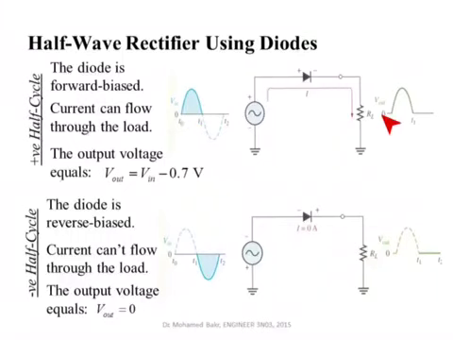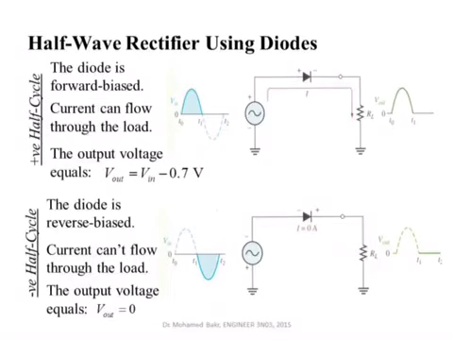So the output here, the diode will only allow the positive part to go through, and the maximum will not be exactly equal to the input. It will be the maximum minus 0.7 because of the drop appearing across this diode. So this is a typical diode application.